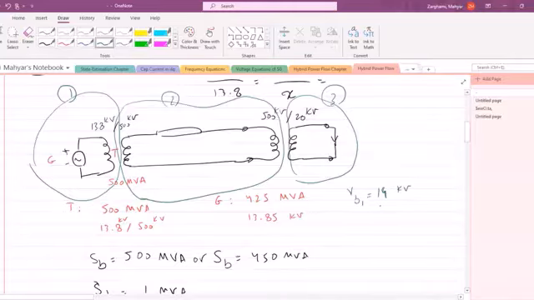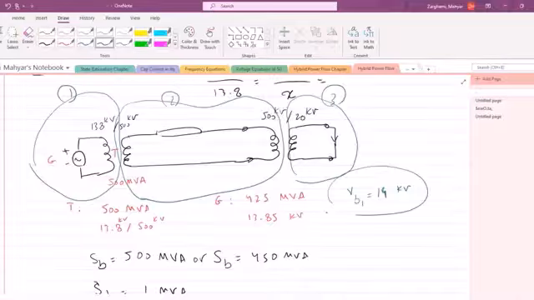Again, the value you choose here is arbitrary, but it does make sense to choose it around the same voltage rating as the devices that are connected there. So it makes sense to choose 14 kilovolts, but it wouldn't make sense to choose 0.5 kilovolts, right? So this is not a good practice.